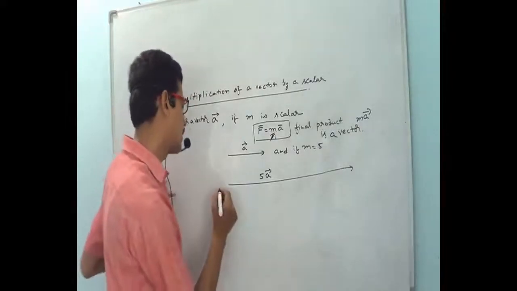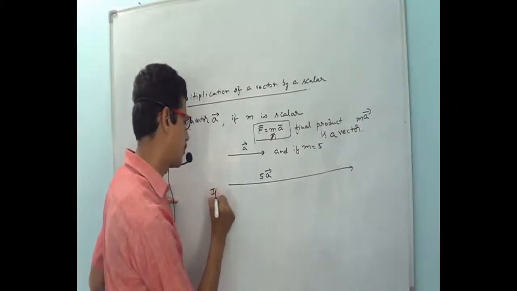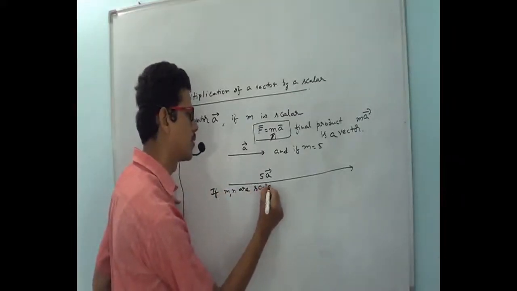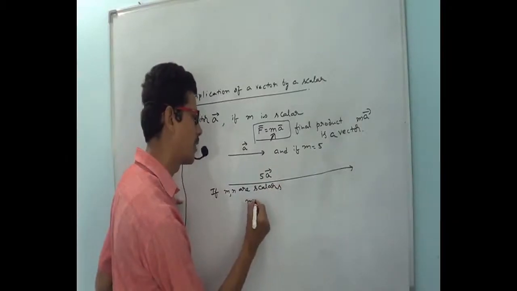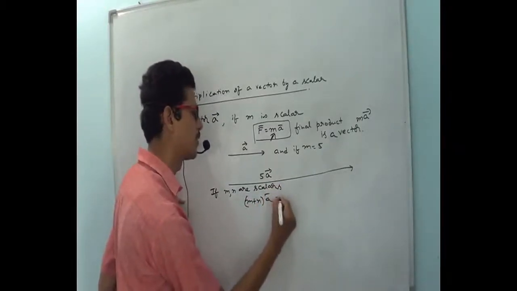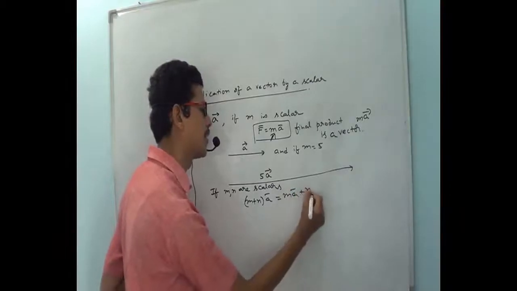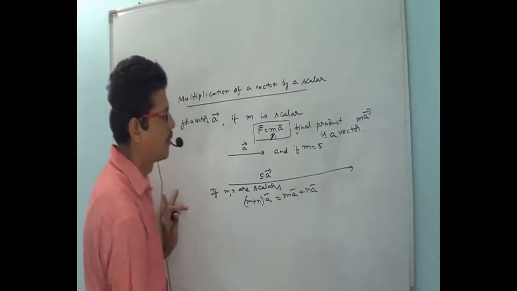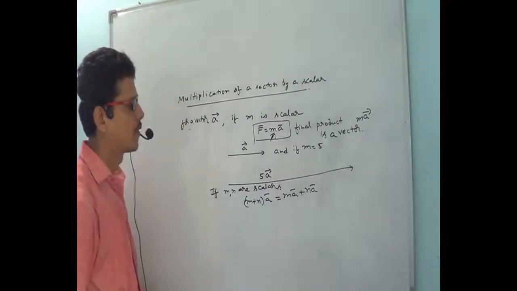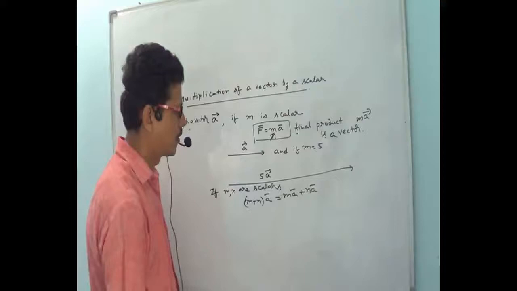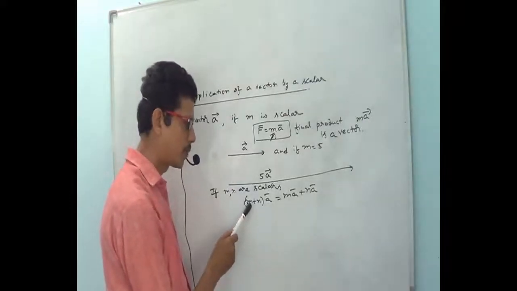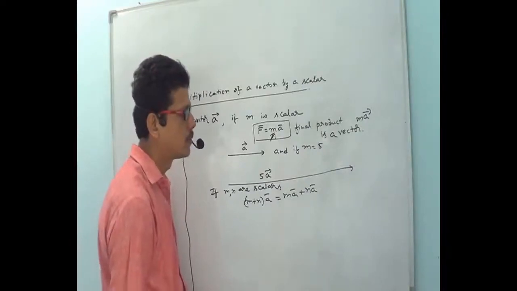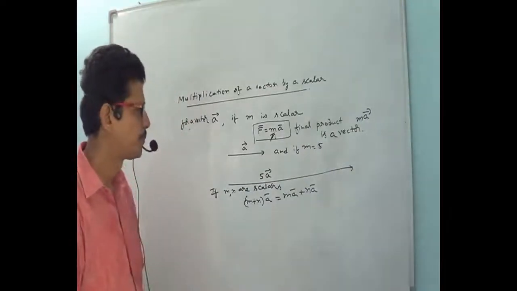What about if two scalars are there? If m comma n are scalars, and m plus n into a bar, how can you write it? m a bar plus n a bar. You can write it like this, just that a bar can be multiplied by this as well as by this.